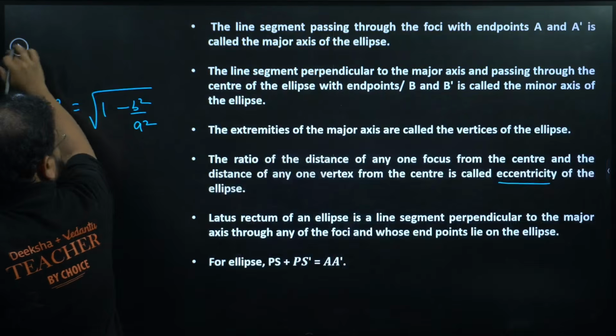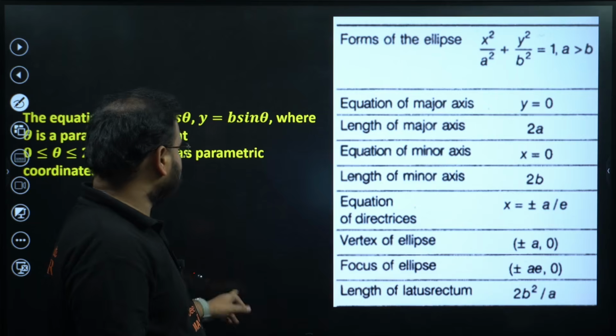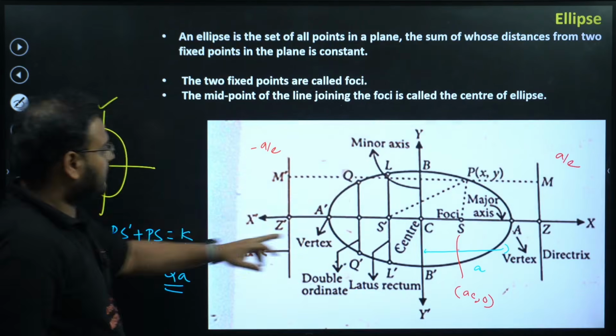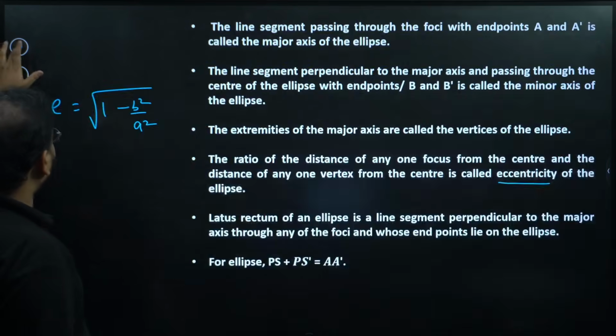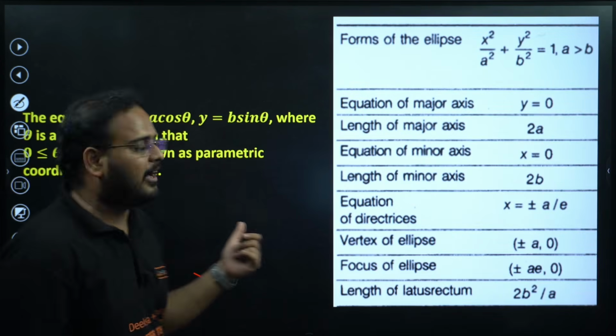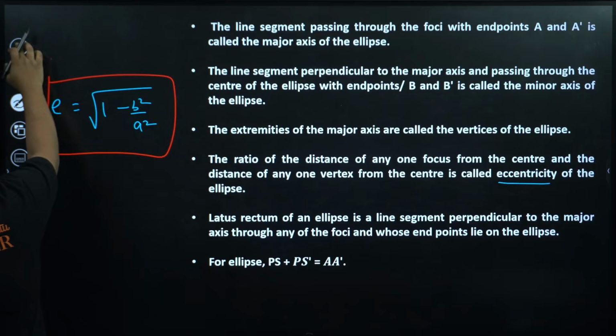Moving on. What else? That's all. Length of the latus rectum is given as the LL dash value. This value LL dash will have the same value over here also, 2b square by a. I've written the value of eccentricity over here. You can check. So I hope this is clear.